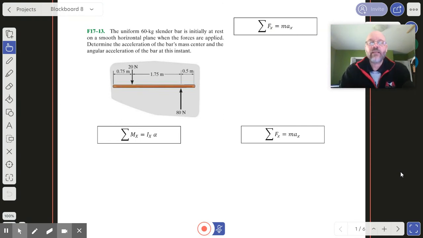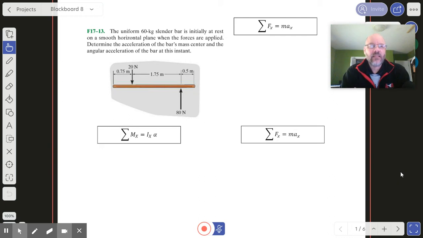What we are going to be dealing with is cases where an object can have both an angular acceleration and a tangential acceleration. All right. And so we're combining both translation and rotation with this. So we begin with this rod here, and it's a 60 kilogram bar. So that'll be important. We're going to need a moment of inertia at some point.